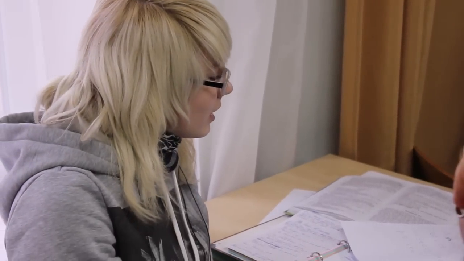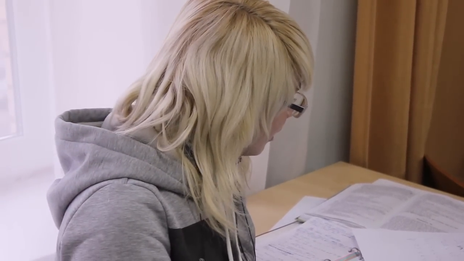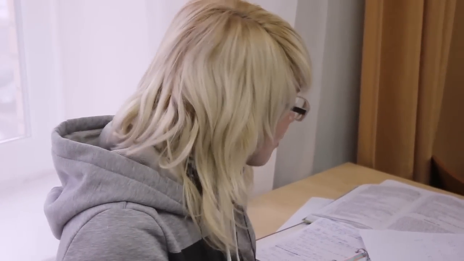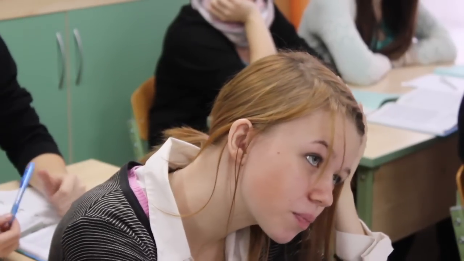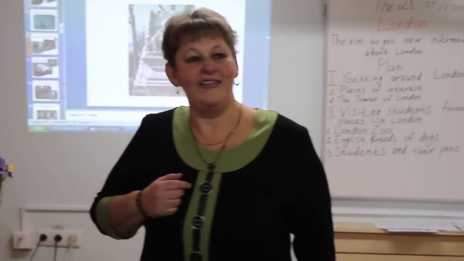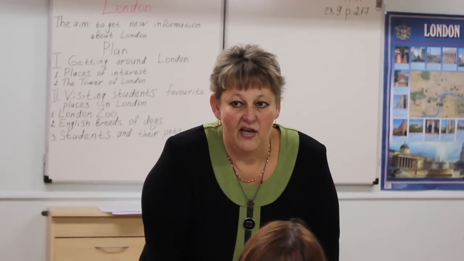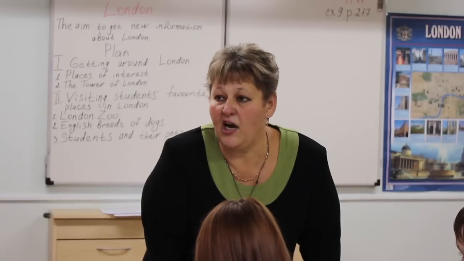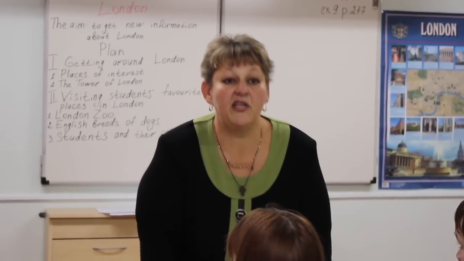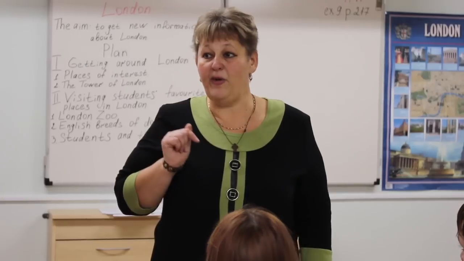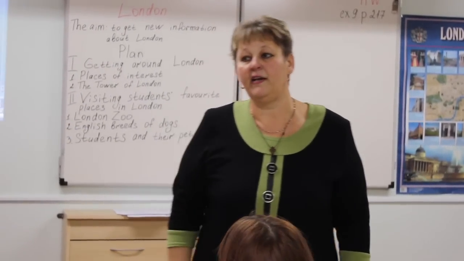Nastya, how many words have you written? Your team, your group? William the Conqueror. Right. Museum. Anne Boleyn. Ravens. Prison. Zoo. Seven words. Your group is better. Don't worry. You know the legend. If the ravens in the tower disappear, the tower will fall. That's why people of London, Londoners, take care of the tower and of the ravens.